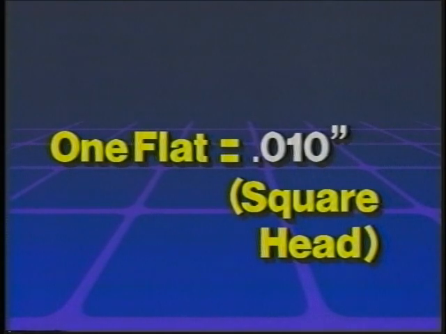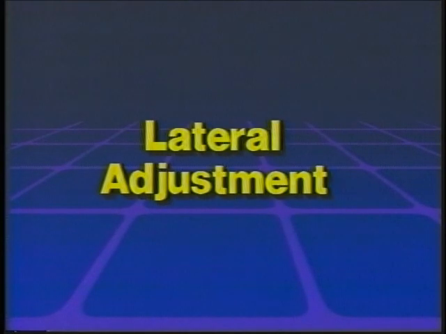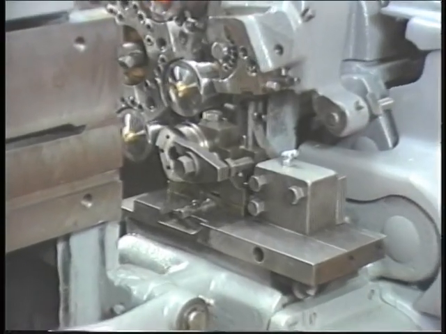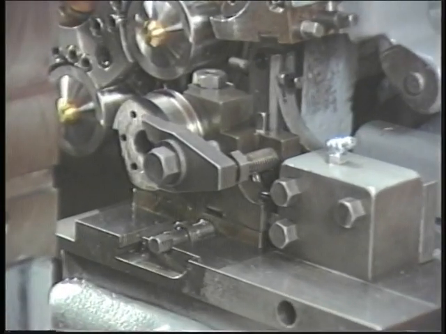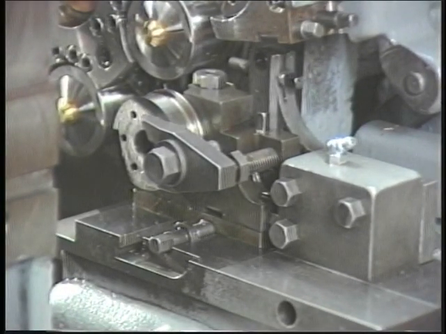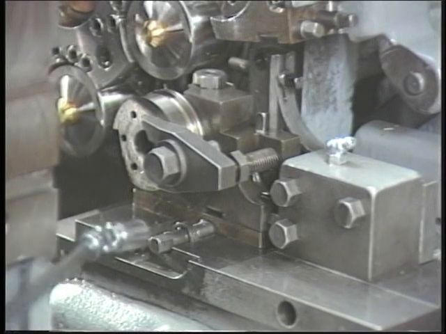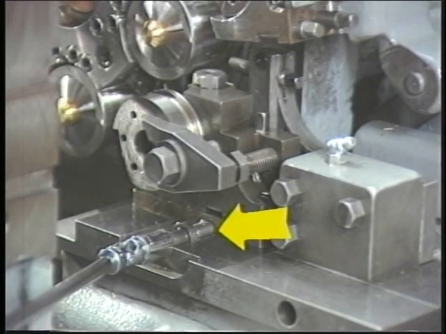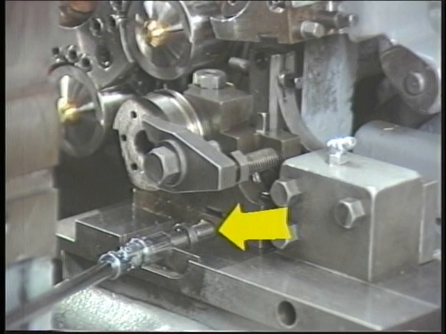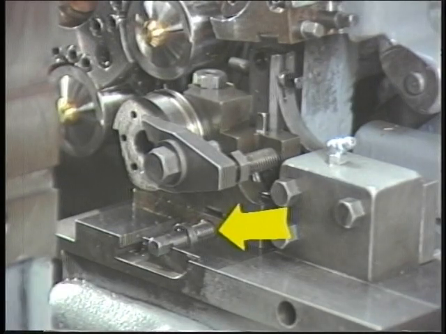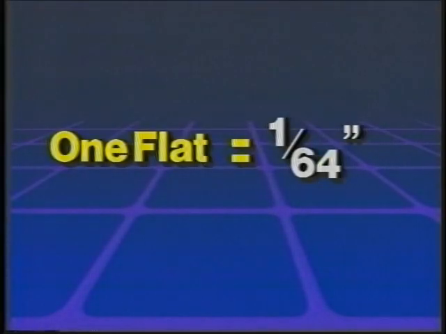Square head. Lateral adjustment. Now that the workpiece has the proper diameter and is not tapered, a lateral adjustment might be necessary if the tool is not in proper alignment with the other tools. Use the lateral adjusting screw, which is between the tool post riser block and the tool slide. Note: one flat of the adjusting screw equals 1/64th movement.